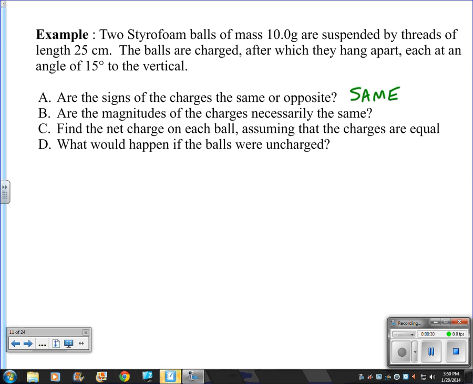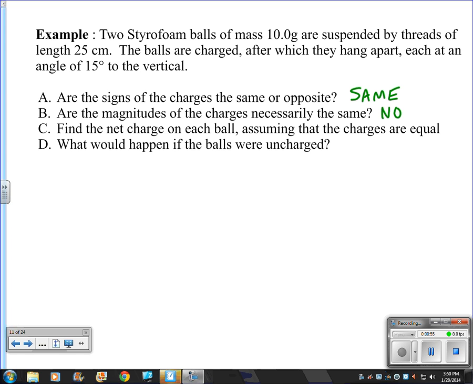B, are the magnitudes of the charges necessarily the same? The answer to this is no. We saw in an earlier problem that the force between the two balls would be equal even if the charges are not. Again, that's Newton's third law. C, find the net charge on each ball, assuming that the charges are equal.